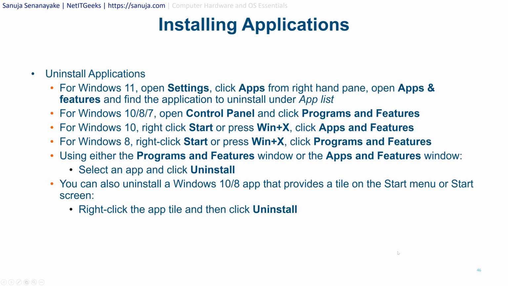Uninstalling applications. For Windows 11, open Settings, click Apps, and then go to Apps and Features and find the application to uninstall under the app list. For Windows 10, 8, and 7, open Control Panel and click Programs and Features. And for Windows 10, you can also right click the Start menu, or press Windows X, and then go to Apps and Features. In Windows 8, you can right click the Start menu and go to this feature.